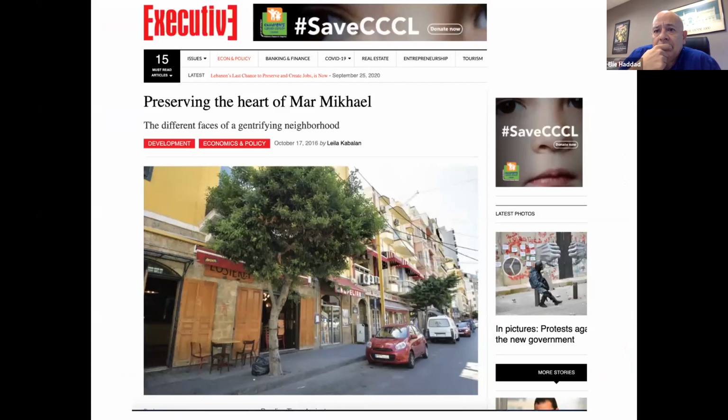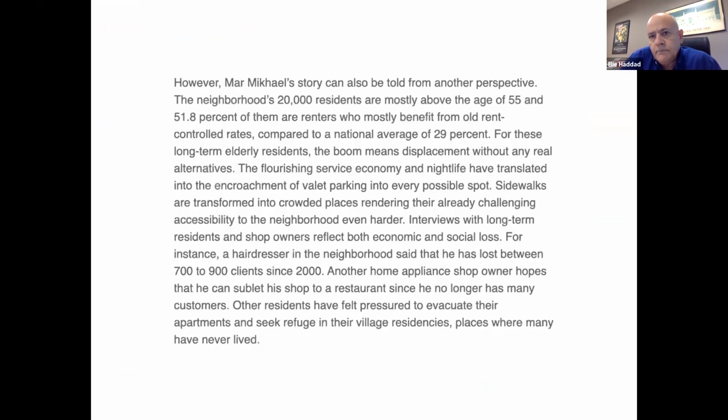As Leila Kabalan also noted in her article in Executive magazine about 4 years ago, 55% of the residents of the zone were low-income residents who didn't own their homes, and thus the gentrification process posed the real threat of displacing them outside of the city. This is part of her essay that you can maybe check later on.